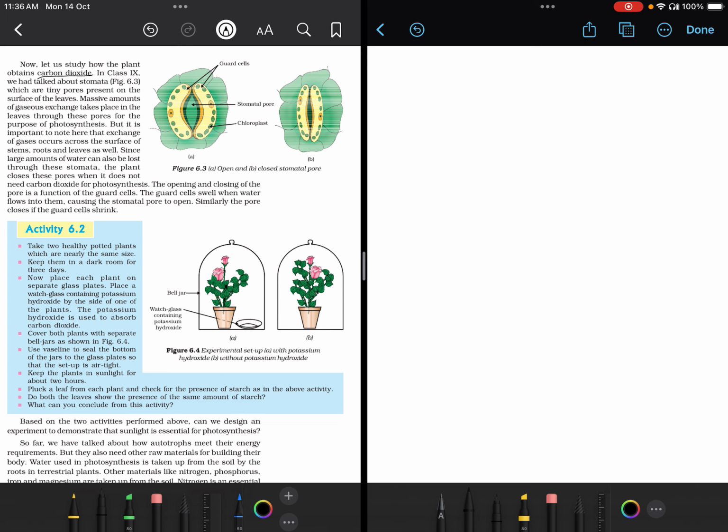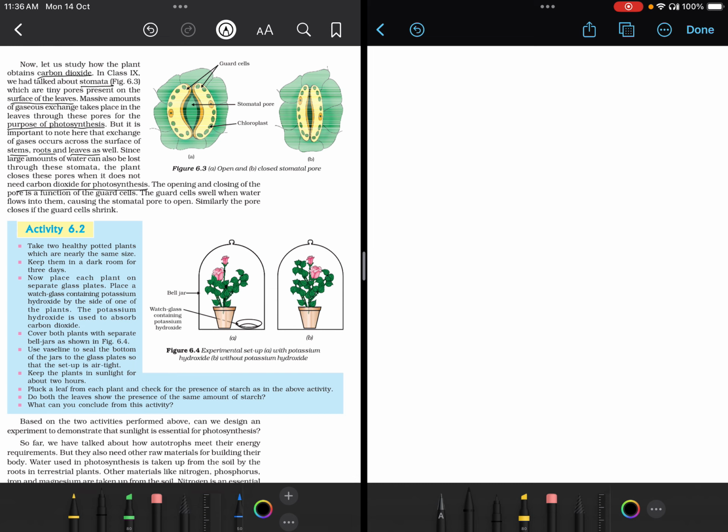We had talked about stomata, which are tiny pores present on the surface of the leaves. A massive amount of gaseous exchange takes place in the leaves through these pores for the purpose of photosynthesis. But it is important to note here that exchange of gases occurs across the surface of the stems, roots, leaves as well. Since large amounts of water can also be lost through these stomata, the plant closes these pores when it does not need carbon dioxide for photosynthesis.